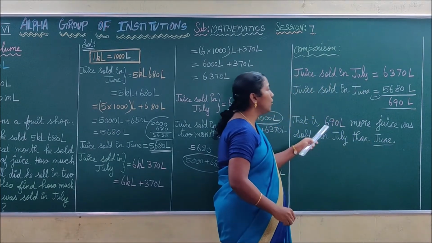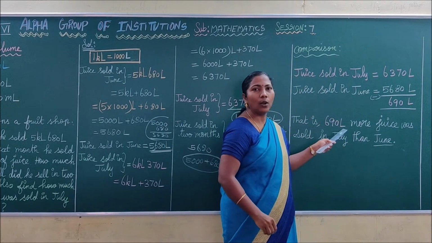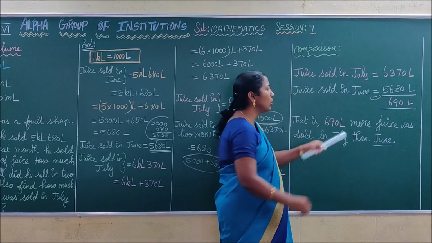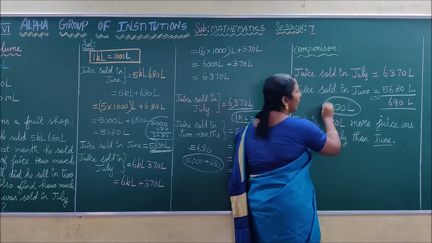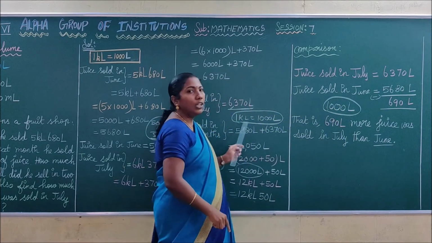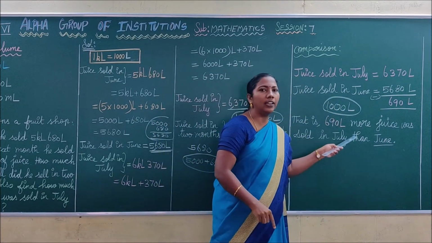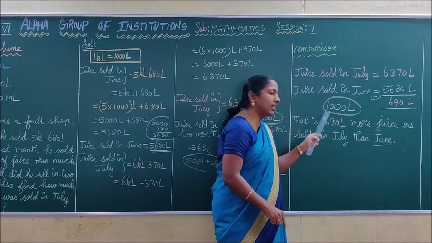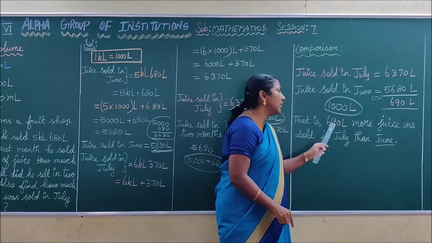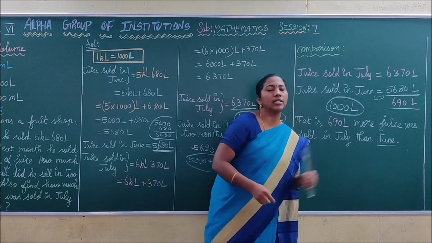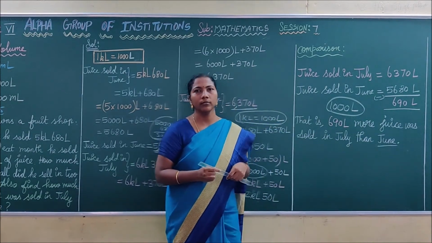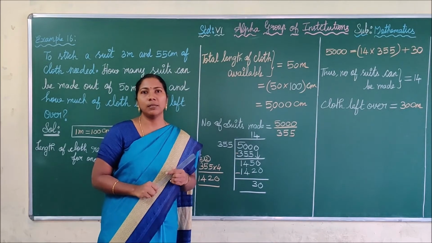Okay. Here you need not convert into kiloliter. Why? Because it is below 1000 liter. Only if it crosses 1000 liter can you convert it into kiloliter. Here you have 690 liter only, so we can write the answer as it is. That is, 690 liter more juice was sold in July than June. Is it clear, children? Next we are going to see example 16.